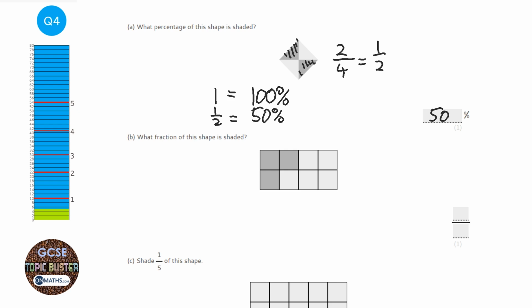Okay, the next question says what fraction is shaded. So we need to know two things. First of all, how many squares are shaded. So 1, 2, 3. So it'd be 3 over the total amount of squares.